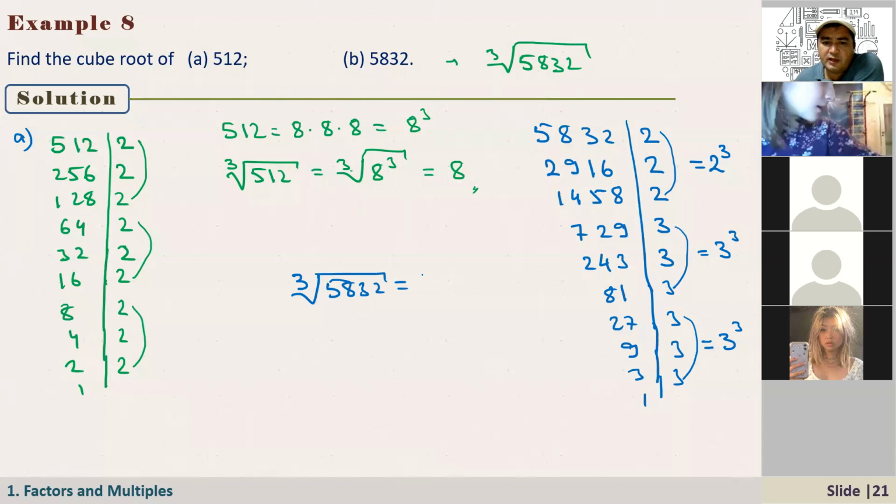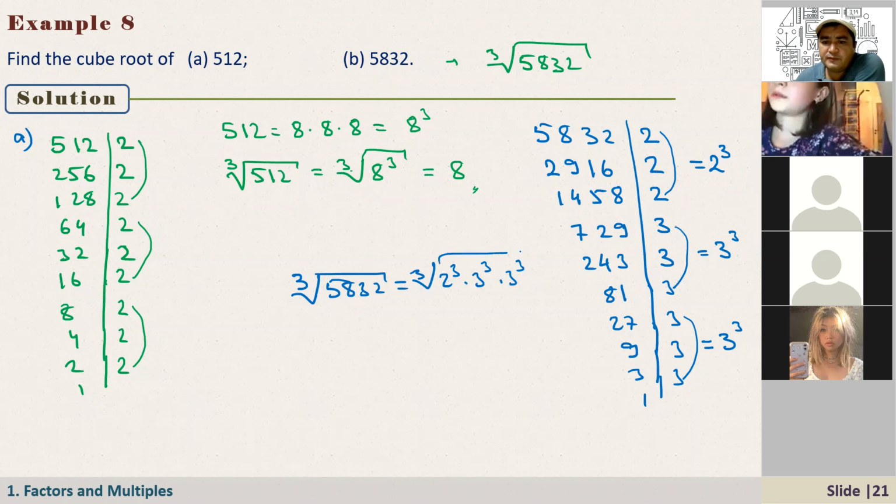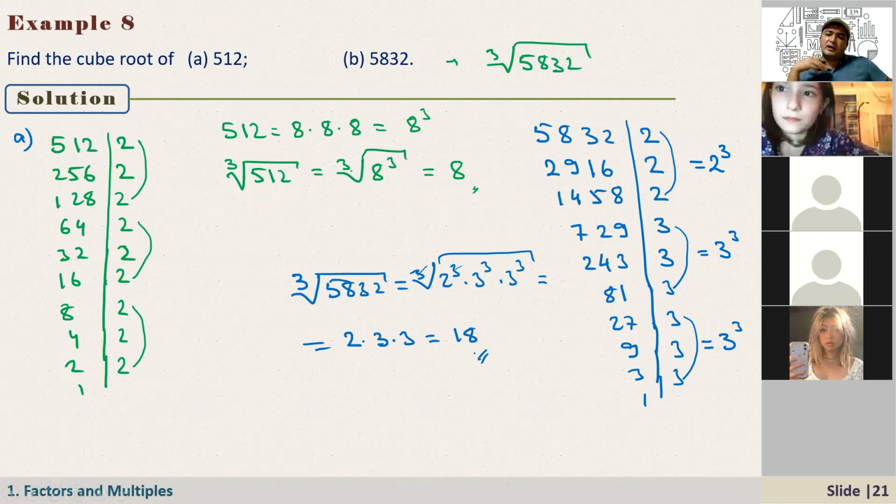Is equal to, right? Cube root of 2 cubed times 3 cubed times 3 cubed, right? The cubes cancel each other. So this is equal to 2 times 3 times 3, which is equal to 18. So that means that if you multiply 18 by itself 3 times, that's equal to 5832.